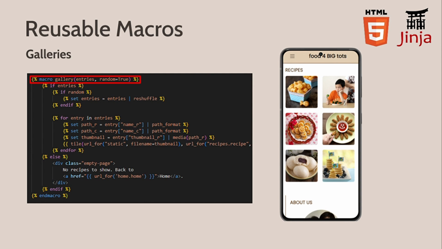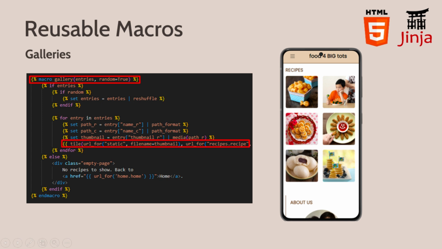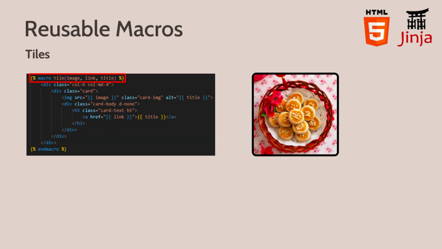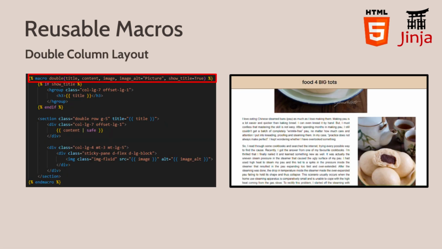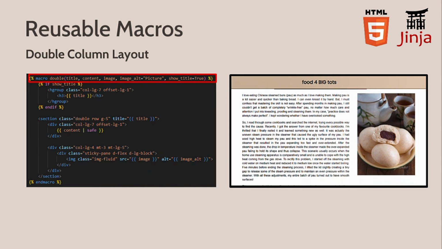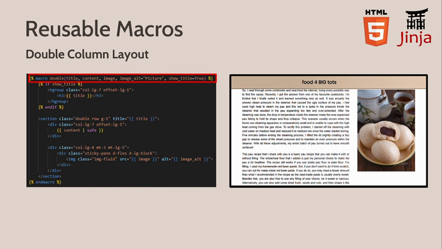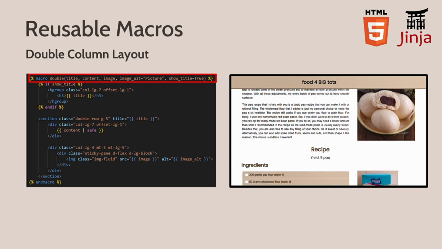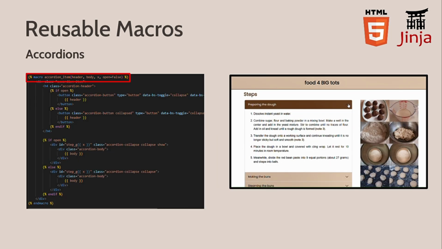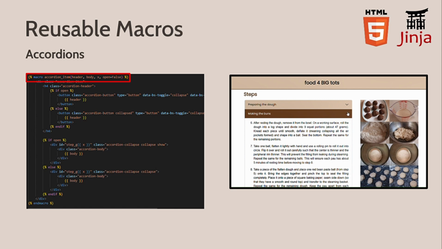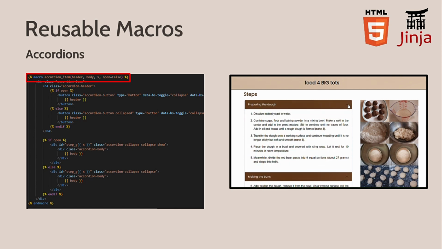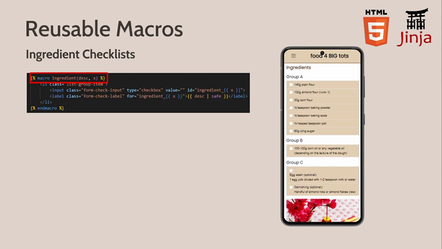These features include the gallery in my homepage and category pages, the tiles that make up the gallery, the double column layout used in most pages, which has a static left pane for text and a sticky right pane for images, the accordions showing the steps in the recipe pages, which you can click to open and close, and the ingredients checklist in the recipe pages.